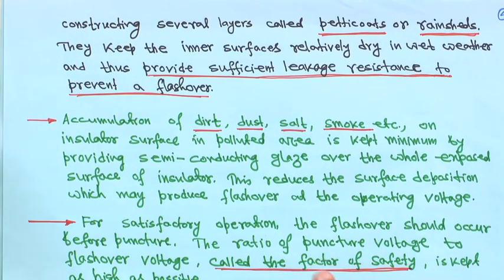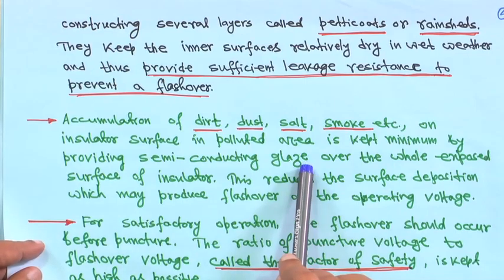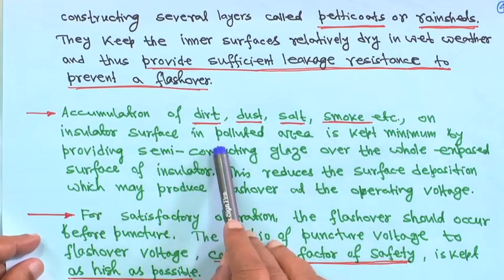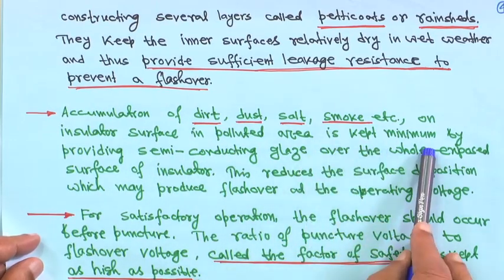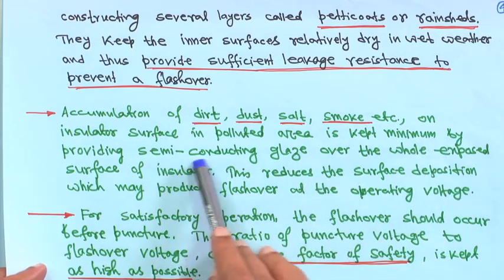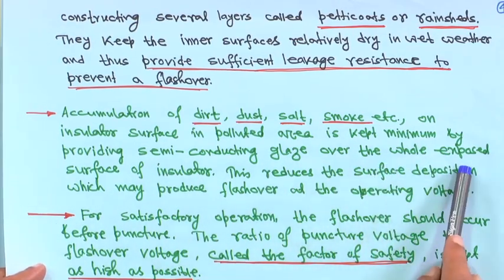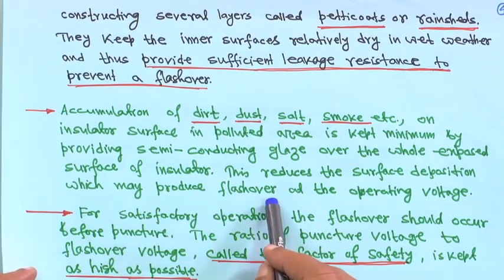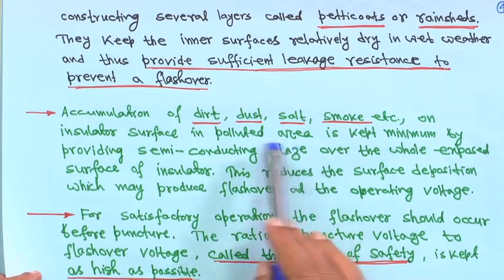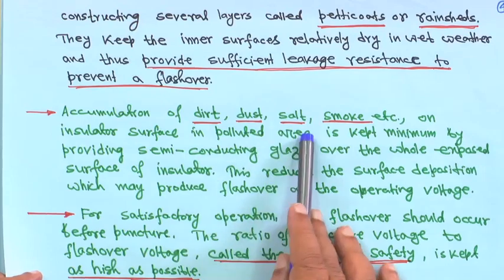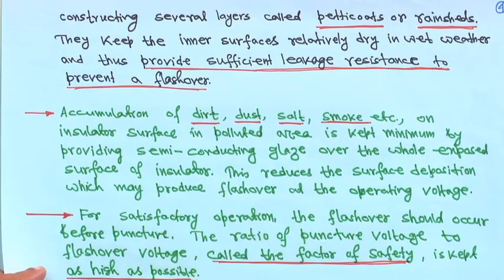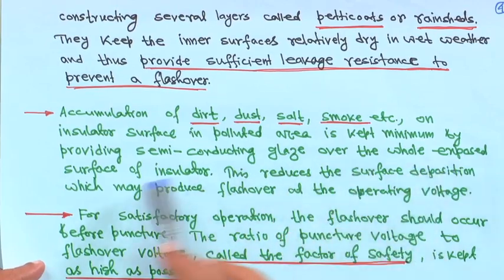Another thing, these are all general things. The accumulation of dirt, dust, salt or smoke etc. on the insulator surface in a polluted area is kept minimum by providing a semi-conducting glaze over the whole exposed surface of the insulator. If you look at the insulator, you will see the top portion is actually glazed, right. So, the deposition of dirt, dust, salt or smoke will be less on the top portion of the insulator. That is why you will find a semi-conducting glaze over the whole exposed surface of the insulator.